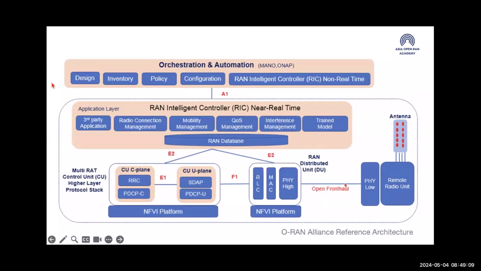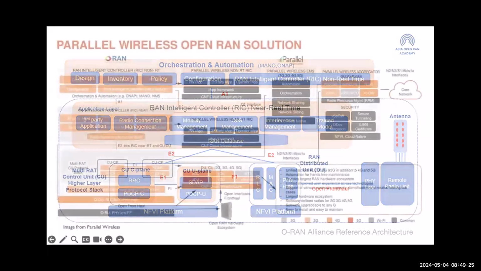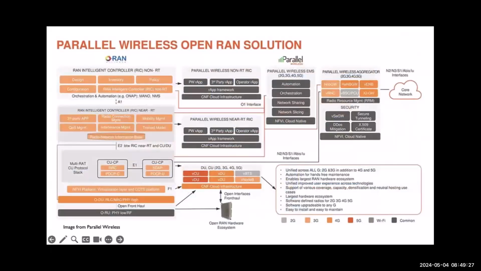Now, if you look at the proposals coming from a Parallel Wireless Open RAN solution, Parallel Wireless is one of the players in the Open RAN domain. If you look at their website, you will see this Parallel Wireless RAN solution. This is how they are proposing the architecture of an Open RAN system.